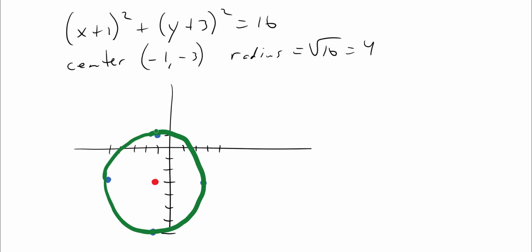Cool, right? Pretty easy. Okay. So let's talk about if I asked you just to find the center and the radius. So no graphing involved. They're a little more complicated, but there's no graphing. So just find the center and radius.